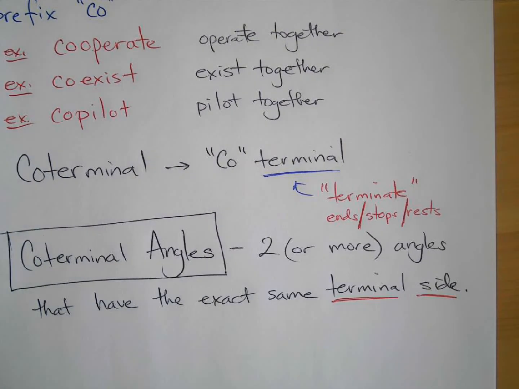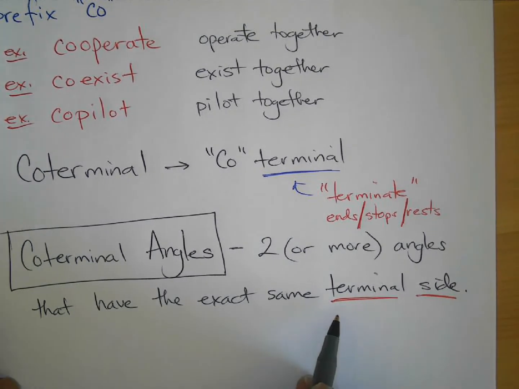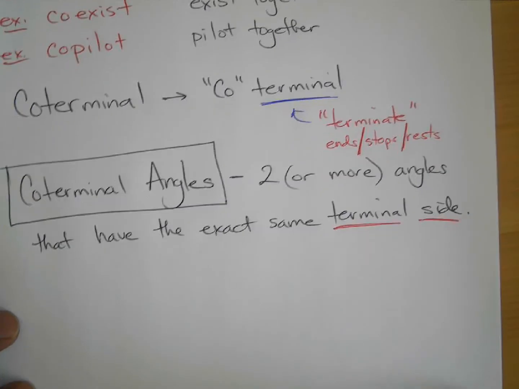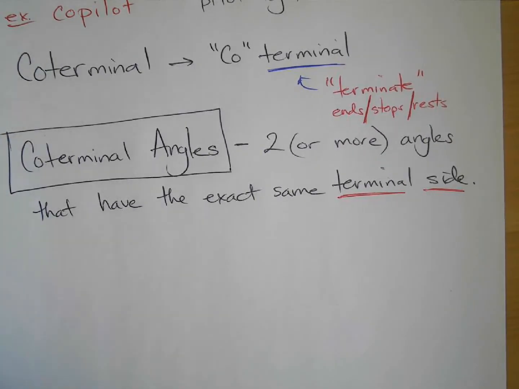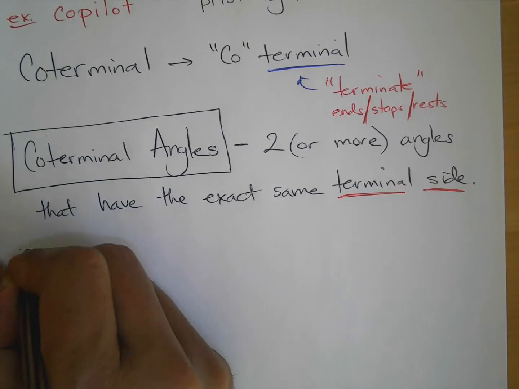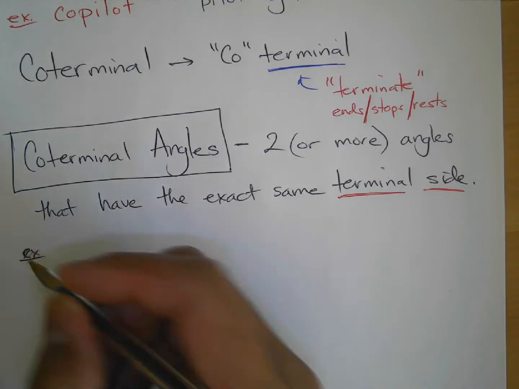They all have the same initial side. They start in the same place, but they don't end in the same place. But when you're talking about coterminal angles, they do. Okay, so let's look at some examples. Okay, so we'll start with example number 1.